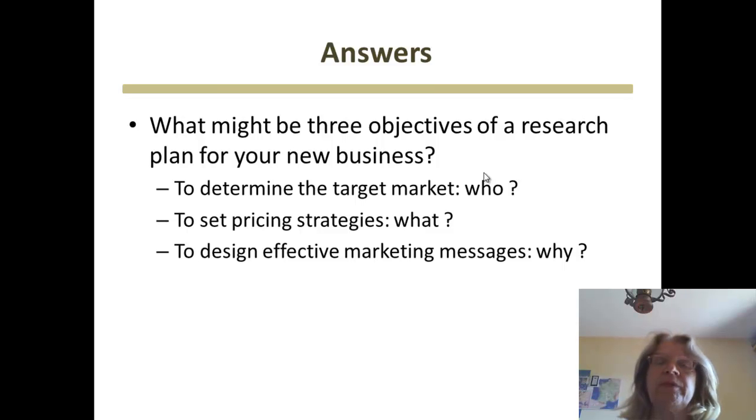The three objectives of a research plan would be, for example, to determine the target market. Who would be your customers? Who is passing in front of this place where you are planning to open your restaurant? Who is there during daytime or evening time when you're planning to have your restaurant open?